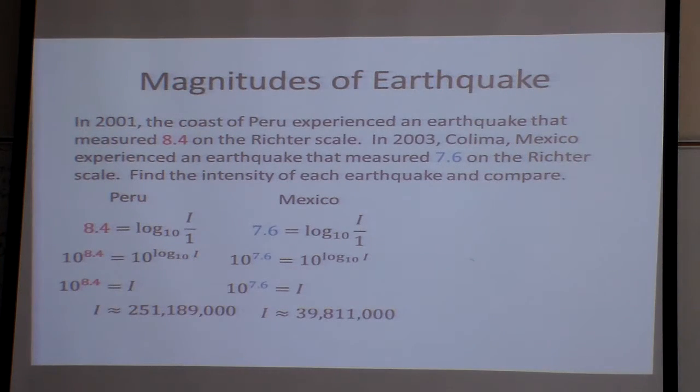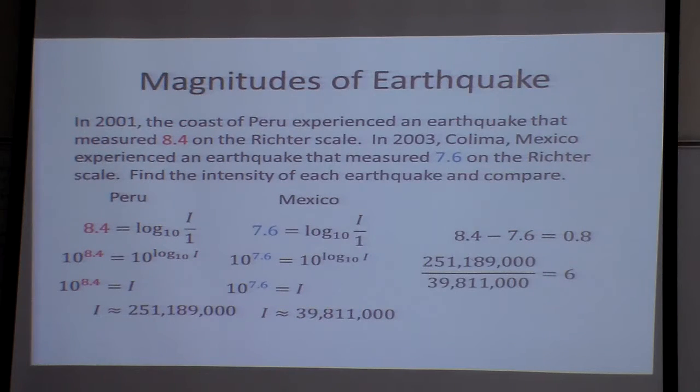So let's compare these. First off, 8.4 minus 7.6. The one in Peru was 0.8 bigger on the Richter scale, but how much more power did it have? Well, if I take the bigger number divided by the smaller one, it was 6 times larger. So an increase of 0.8 in these values was an earthquake 6 times larger. Whoa! That is some pretty powerful stuff. Wouldn't want to be in any one of those earthquakes.